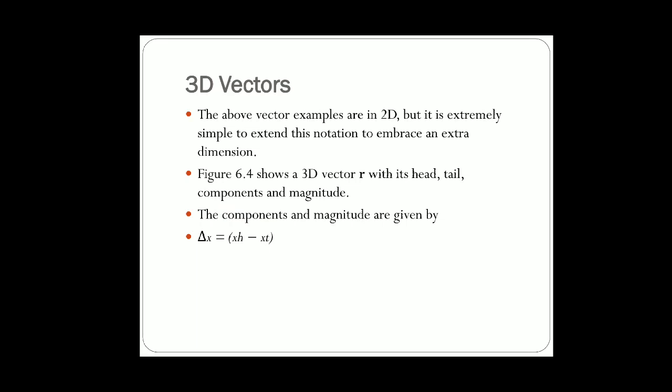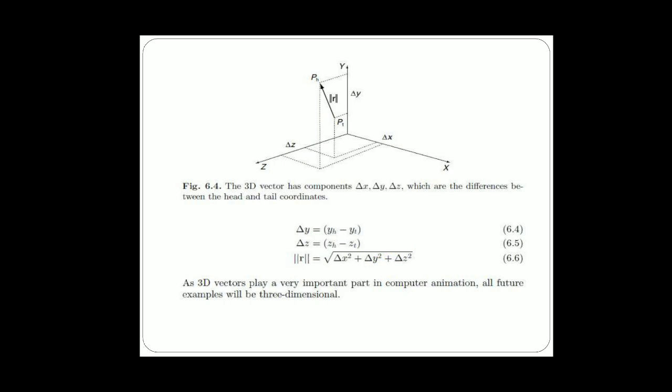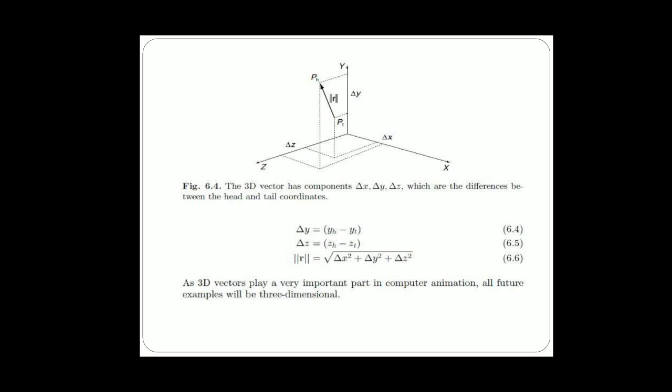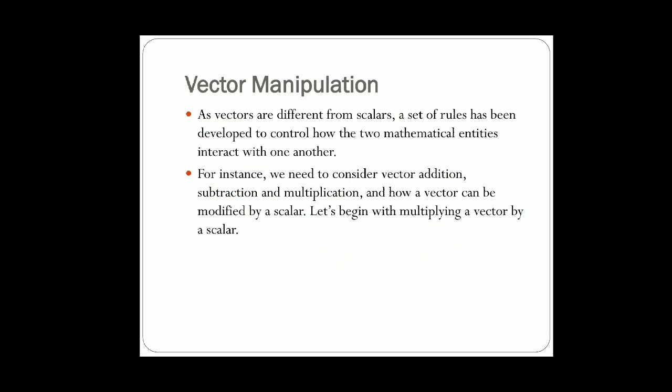Figure 6.4 shows a 3D vector R with its head, tail, components and magnitude. The components and magnitudes are given by delta x is equal to xh minus xt, and similarly for all the dimensions. In the figure 6.4 diagram, you can see the magnitude of R, the head, the tail, as well as its components. To calculate it in 3D, the magnitude of R is equal to the root of delta x squared plus delta y squared plus delta z squared. So this plays an important role in three-dimensional images.